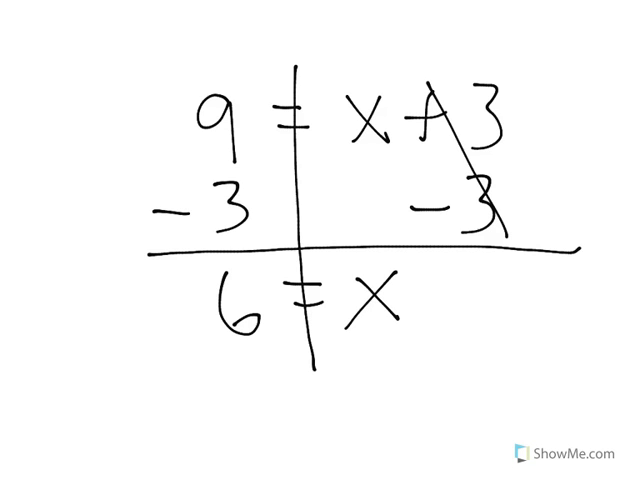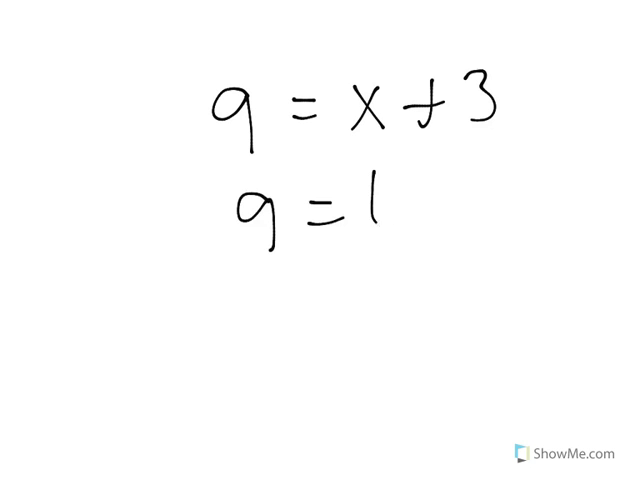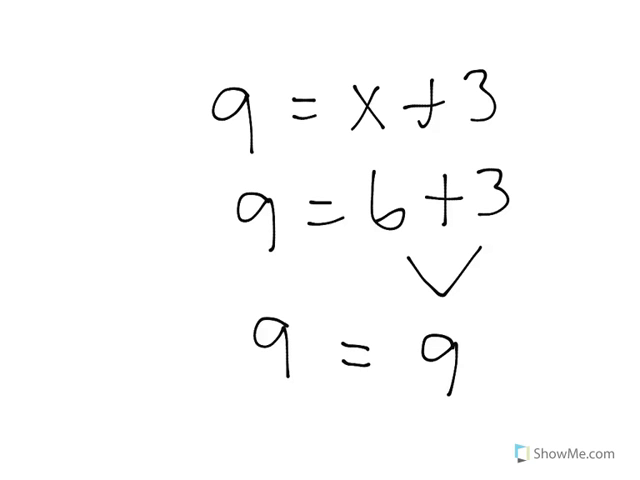Most important step is to go back and check. So I'm going to write my original equation, and I'm going to substitute in our answer 6 for the value of x. 6 plus 3 gives you 9. I'm just going to rewrite my 9 equals. It checks out.